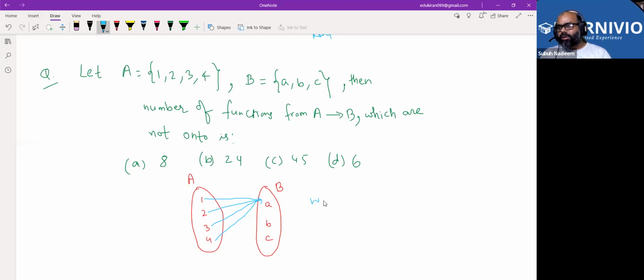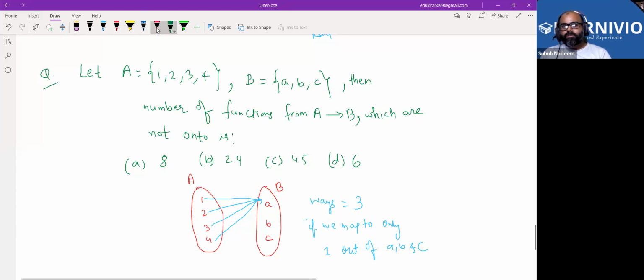So how many ways are there? Right now we have 3 ways, if we map to only one out of A, B, and C. So is it six? This is only for if we map to 1.